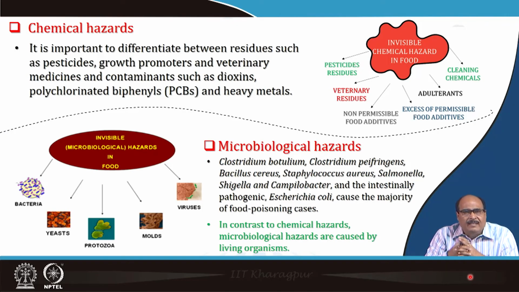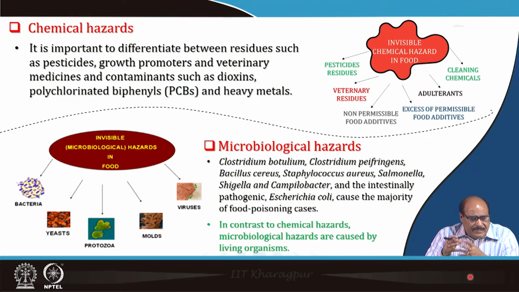Then the chemical hazard. It is important to differentiate between residues such as pesticides, growth promoters, veterinary medicines, and contaminants such as dioxin, PCBs or heavy metals, etc., which might be there in the food. They might be the cause of the chemical hazards.